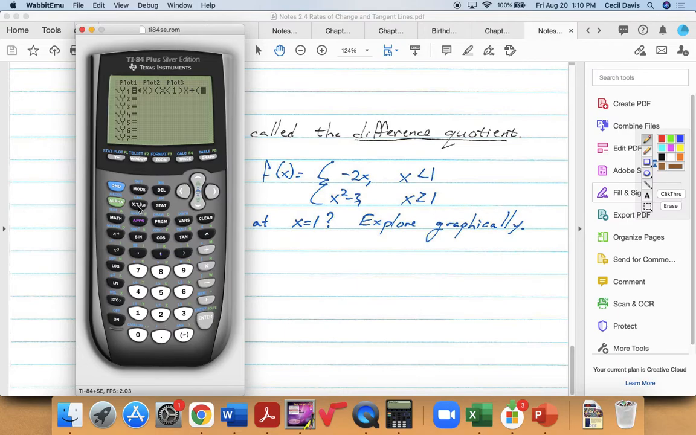Then plus the second part, which was x squared minus 3. And again, I want to multiply it by the restriction, x is greater than or equal to, that's number 4, 1. And let's make sure we're still in Zoom Standard. And here's what that looks like.